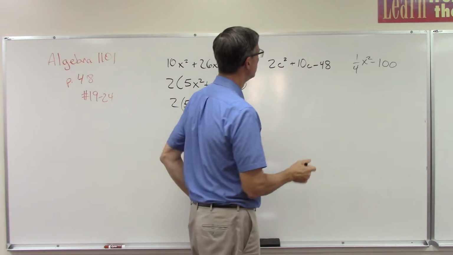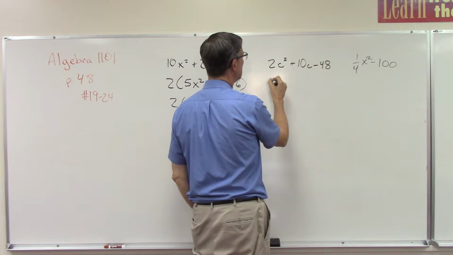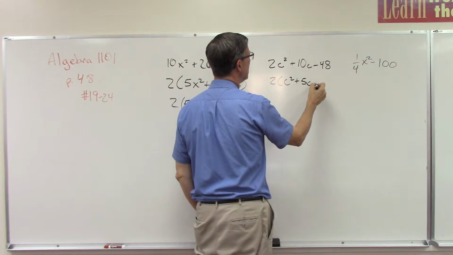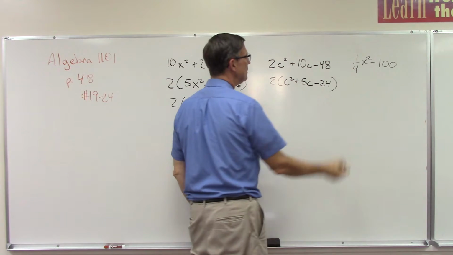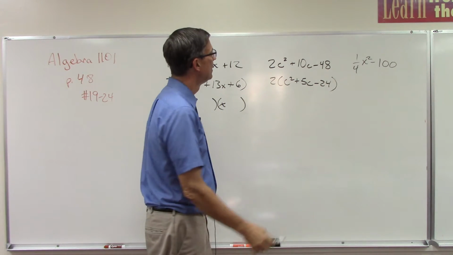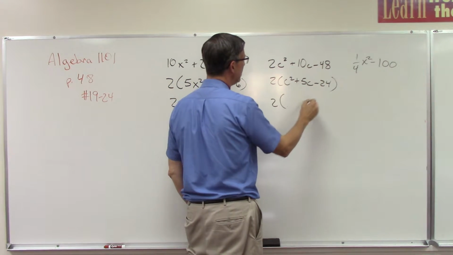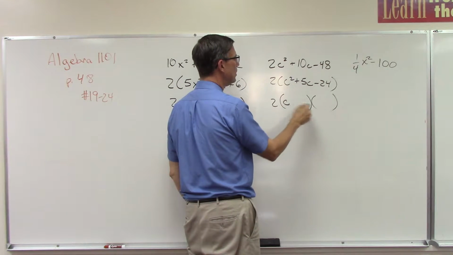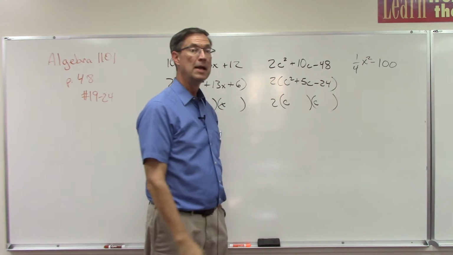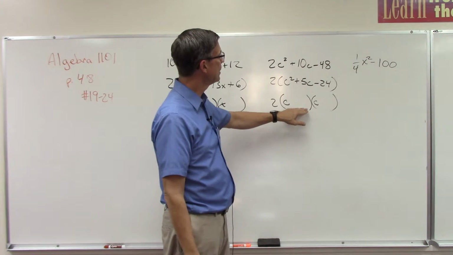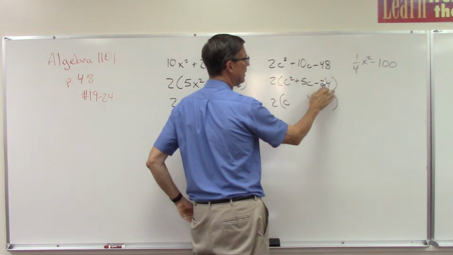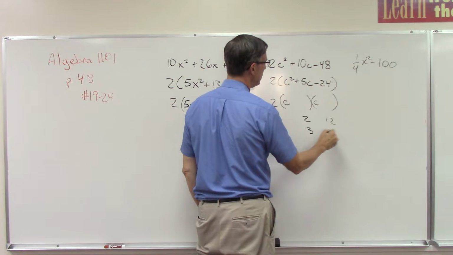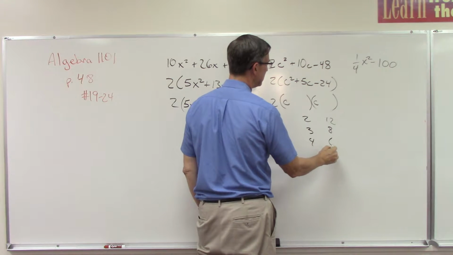What is the common factor here? Well, again, it looks like it's going to be 2, so 2 times c squared plus 5c minus 24, okay? So we leave the 2 out front. Set up your 2 parentheses. Because this is c squared, we know we're going to do c and c. And now we just have to think, what are some possible combinations that would make up 24? We could do 2 and 12, 3 and 8, 4 and 6.